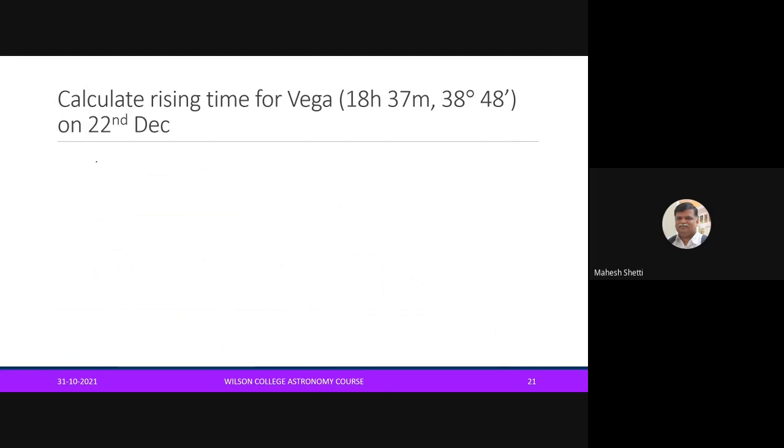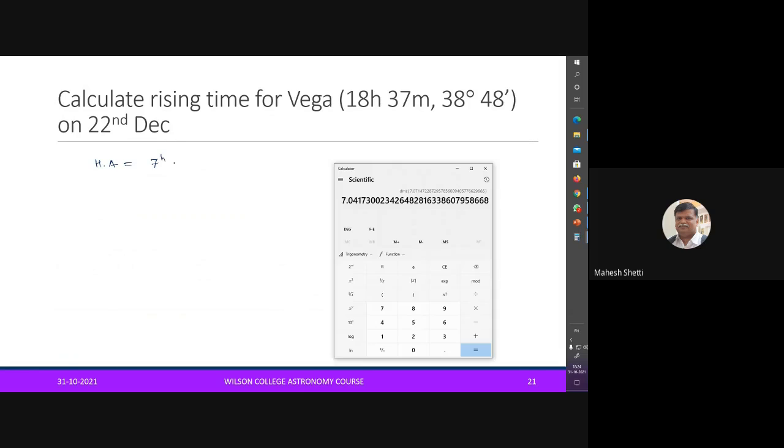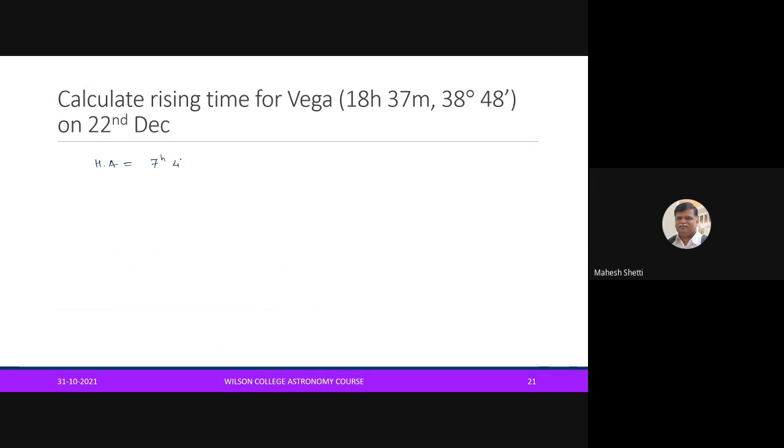So what does that tell me? Our hour angle was 7 hours 4 minutes. This is for setting, and for rising it becomes 24 minus this. So how much is it? 24 minus 7 is 17, so it is 16 hours 56 minutes. Sorry for that glitch. So our hour angle for rising is 16 hours 56 minutes.